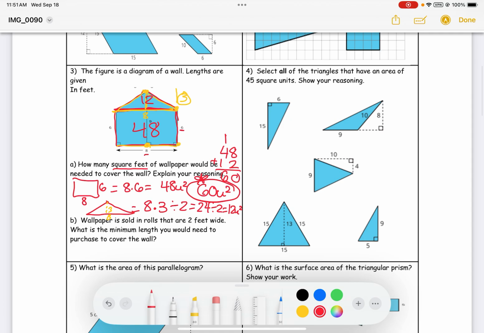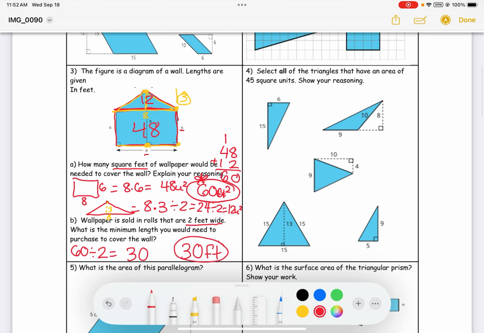For B, the wallpaper is sold in rolls that are 2 feet wide. What is the minimum length you would need to purchase to cover the wall? So let's think about this question for a second. If they're sold 2 feet wide, and we just found out it's instead of units squared, it's feet squared. We need to divide our area by 2 to see how many 2 feet wide squares there would be. So I'm just going to do 60 divided by 2, which is 30. So the minimum length would be 30 feet.